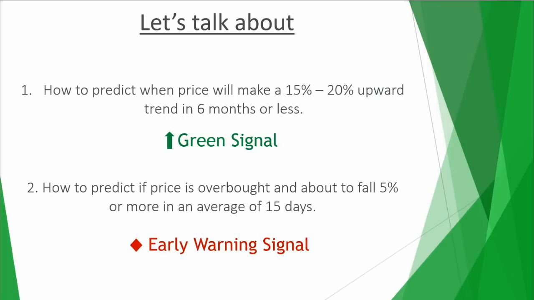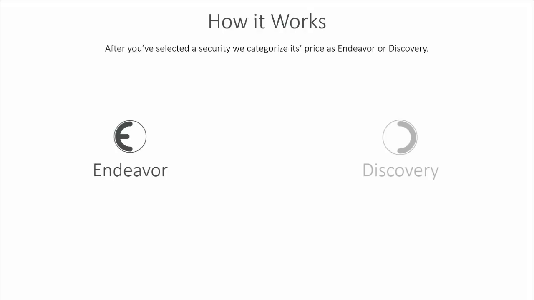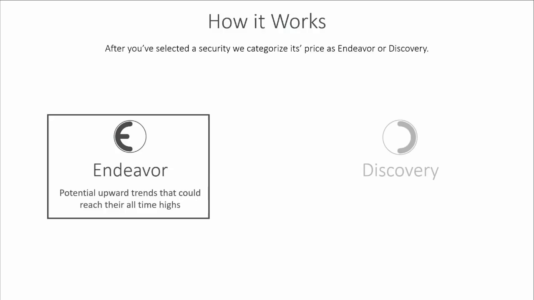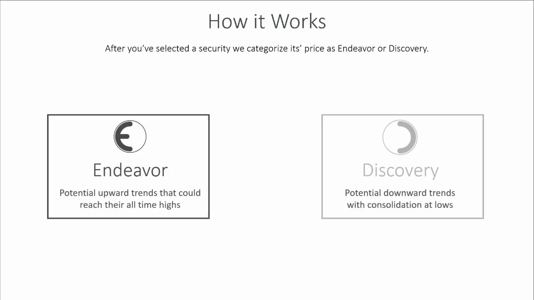Okay, now, before we go over all of our examples, first, I want to show you how we identify if a stock is a good trender or not. We call this part identifying the big picture movement. And this is how it works. After you've selected a security, we categorize price for you as either endeavor or discovery. The endeavor category is going to represent potential upward trends that could reach their all-time highs. And then the discovery category is going to represent potential downward trends, which are very likely to consolidate at their lows. With these classifications, though, you're going to be able to tell at a simple glance at your chart if price is more likely to have an upward or a downward trend.